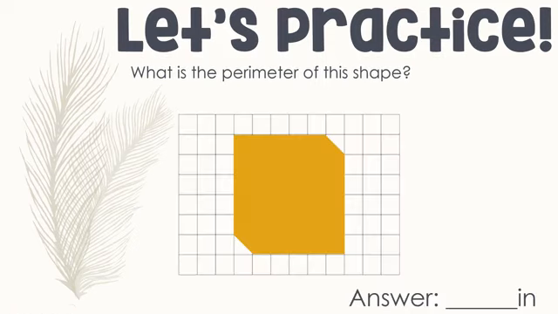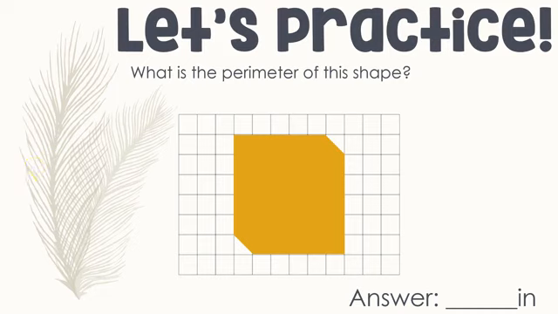Let's practice with this one. What is the perimeter of this shape? Now I see that this shape is in a grid, so it might be helpful for me to use my tick marks to help figure out the perimeter of this shape. Go ahead and pause the video and figure out what the perimeter will be.